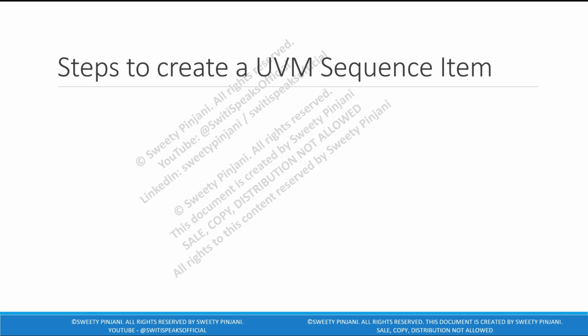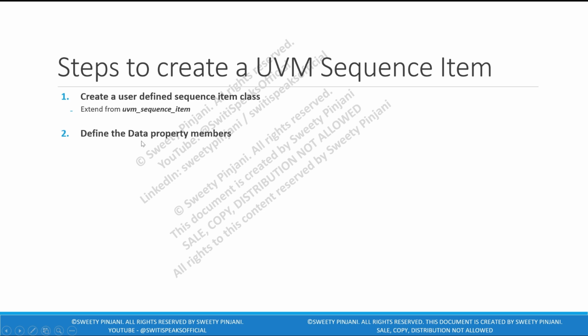Now let's understand one very important thing. If I want to create a user-defined UVM sequence item, what are the steps which I have to follow? The first step, of course, to create a user-defined sequence item class, you have to extend using UVM sequence item. Then second, you need to define the data property members.